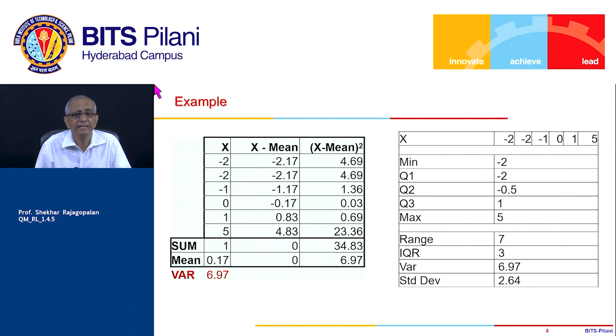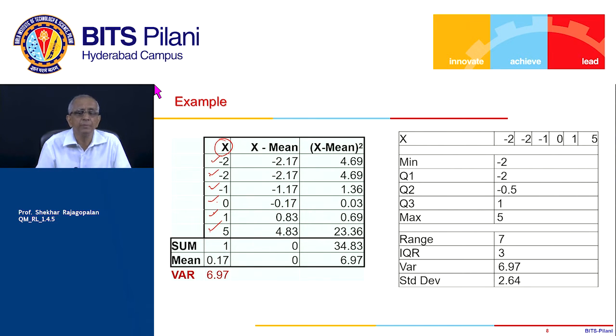The data set I'm taking is the data set we used earlier, represented by X. If you recall, there were 6 points, and these are given: -2, -2, -1, 0, 1, and 5. I now want to compute the measures of dispersion. I start off with the variance.